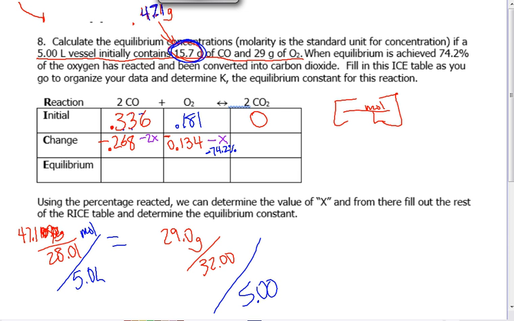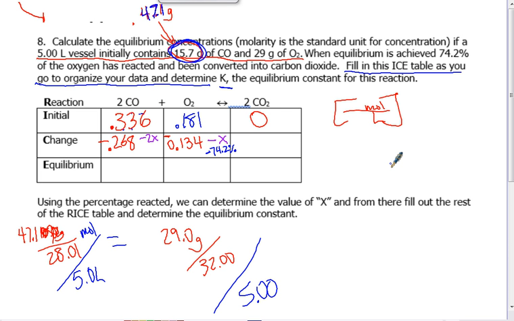All right, calculate the equilibrium concentrations. By the way, molarity is the standard unit for concentration. If a 5-liter vessel initially contains 47.1 grams of carbon monoxide and 29 grams of oxygen, when equilibrium is achieved, 74% of the oxygen has reacted and been converted into carbon dioxide. And then normally it would not say this. It would just say determine the equilibrium constant or something like that.